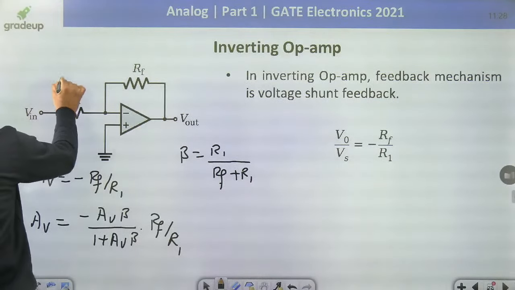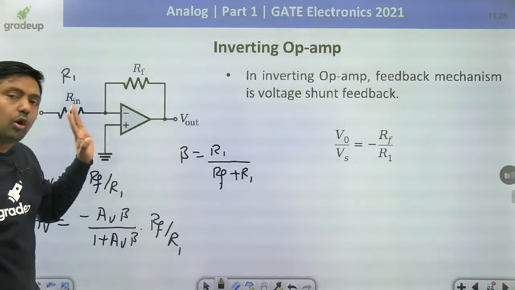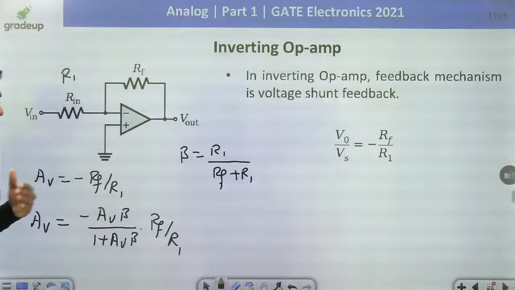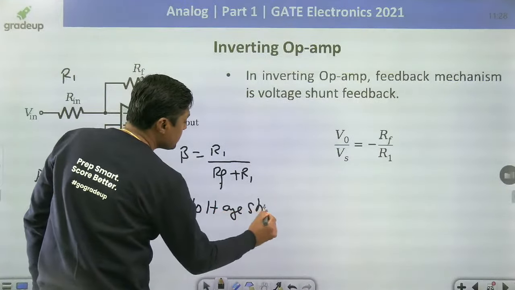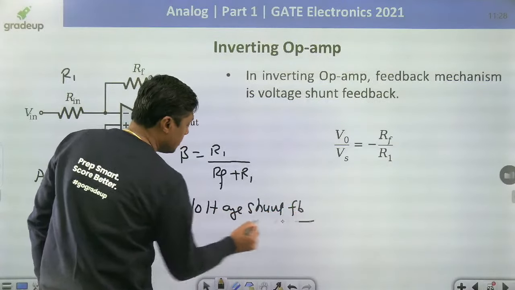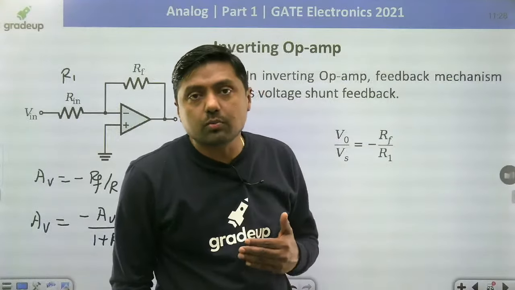If it is written Rin, normally it is represented by R1. So R1 upon R1 plus RF, it is the value of what? Beta, and that is a practical answer. Feedback mechanism: voltage shunt feedback. In case of voltage shunt feedback, if some student asks what about the input resistance?